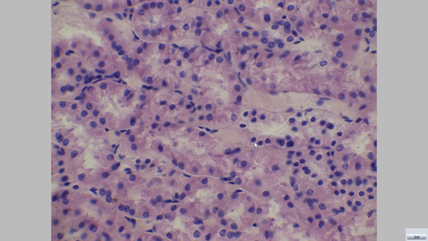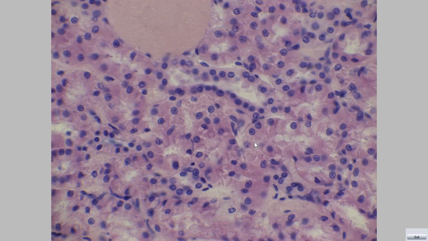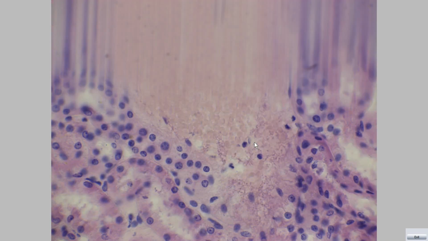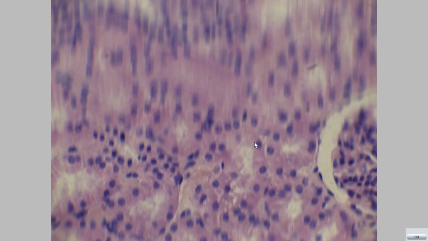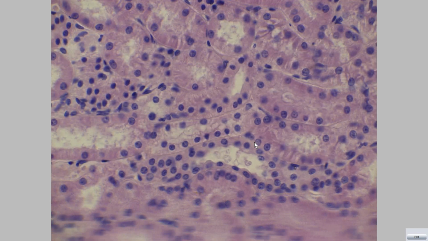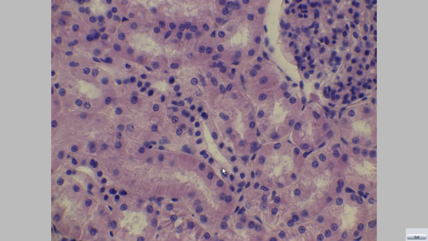Distal convoluted tubule is also lined by simple cuboidal epithelium, but with a wider lumen. Due to the absence of brush border, we can see more cells. Simple cuboidal epithelium, wider lumen, and no brush border.